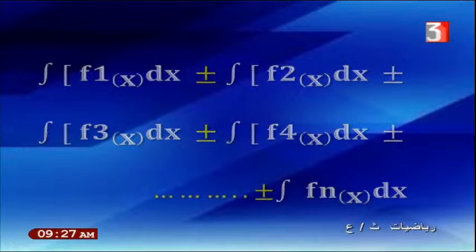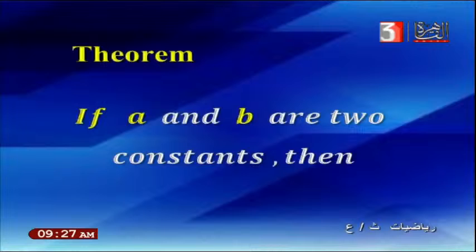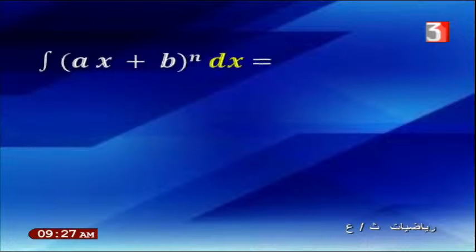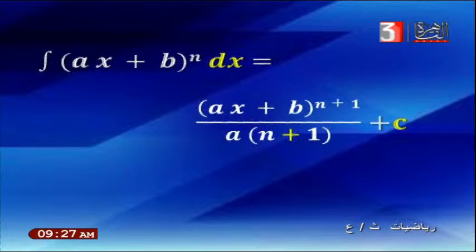Now, theorem number 2. If a and b are two constants and we have the bracket (ax plus b) all to the power n, the integration of (ax plus b) to the power n dx equals (ax plus b) to the power n plus 1, over n plus 1, the new power, multiplied by a. a is the coefficient of x, or a is the derivative of the function inside the two brackets.